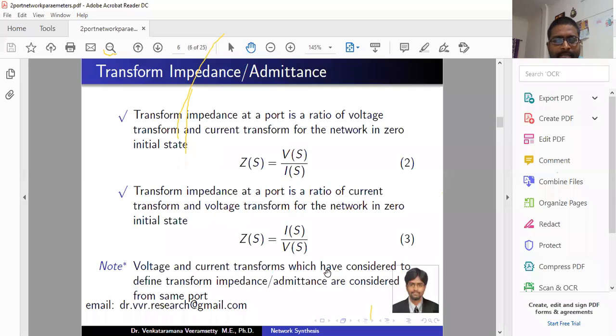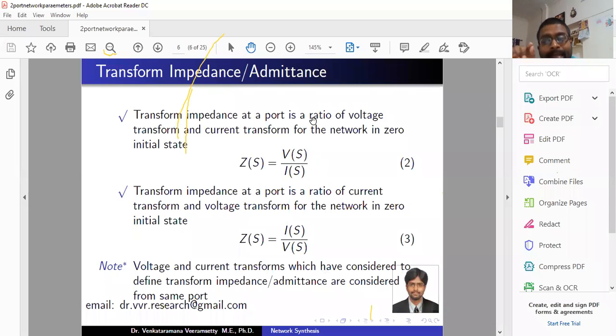There is a small correction in the third equation. That's not Z of S, it's Y of S. I will modify it later. Now, the transform impedance at a port. An electric circuit may have any number of ports: single port, two port, three port, or multiple ports. The transform impedance at any port is the ratio of voltage transform and current transform for the network in the zero initial state.